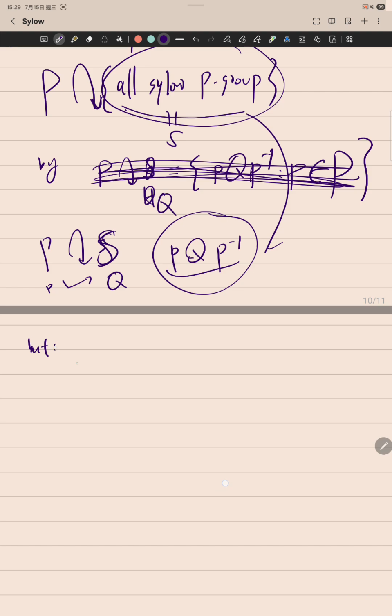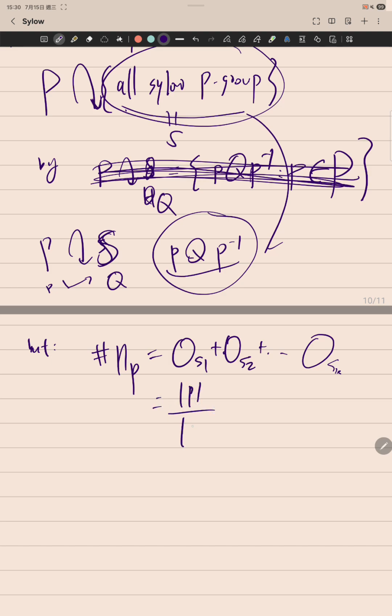Now let's see. We can write the class equation. The number n_p is just the sum of the different orbits, and each orbit size is the order of P divided by something, P divided by something.